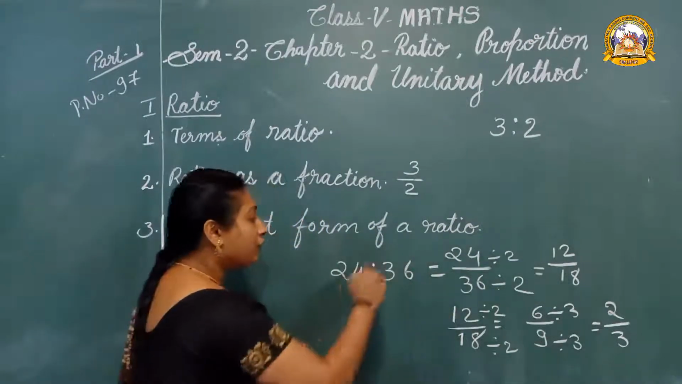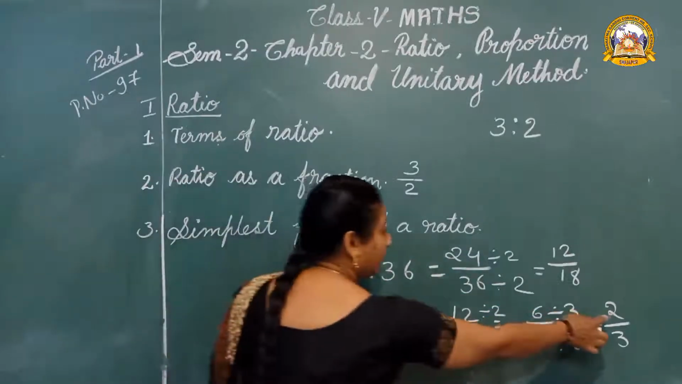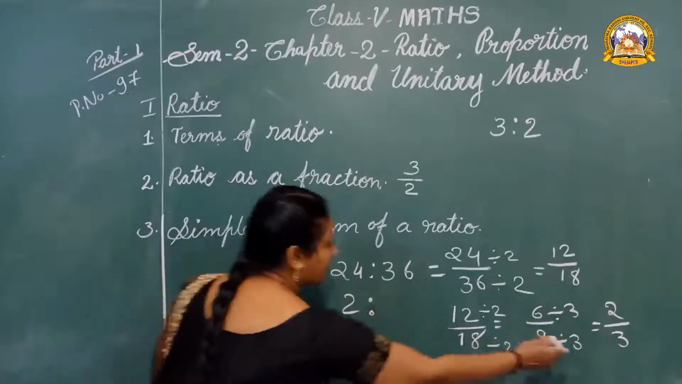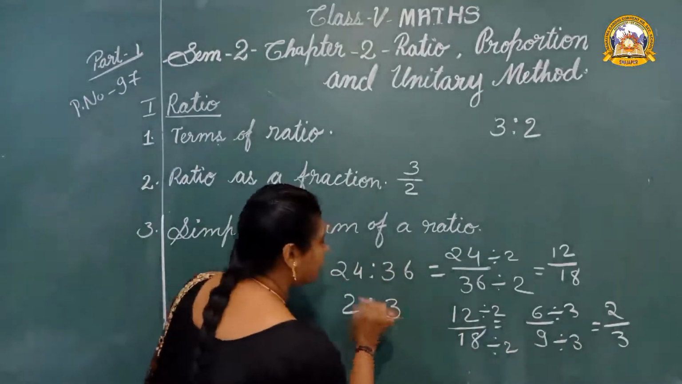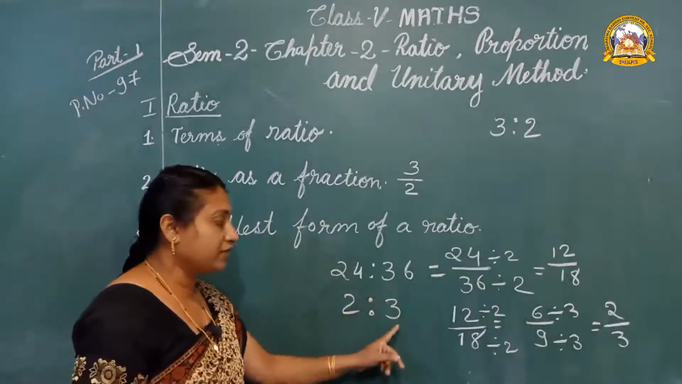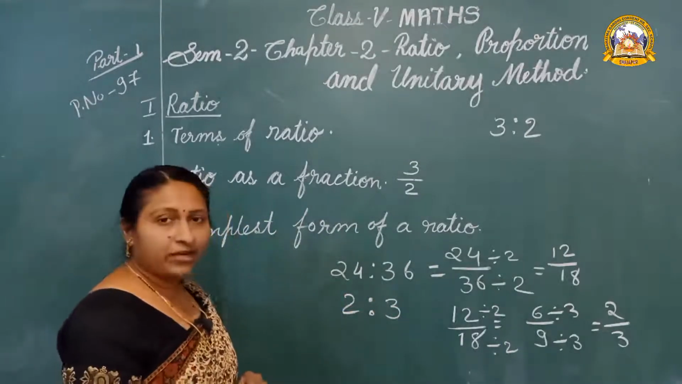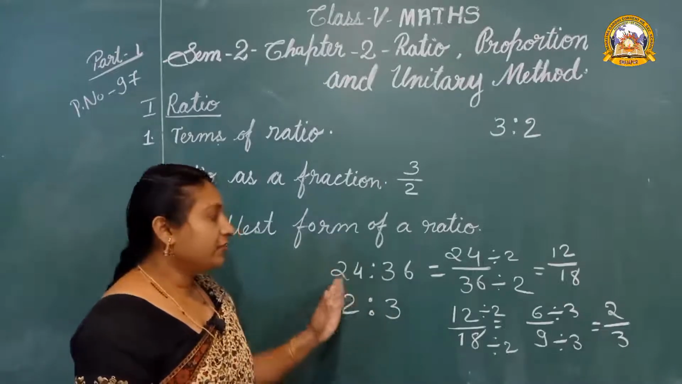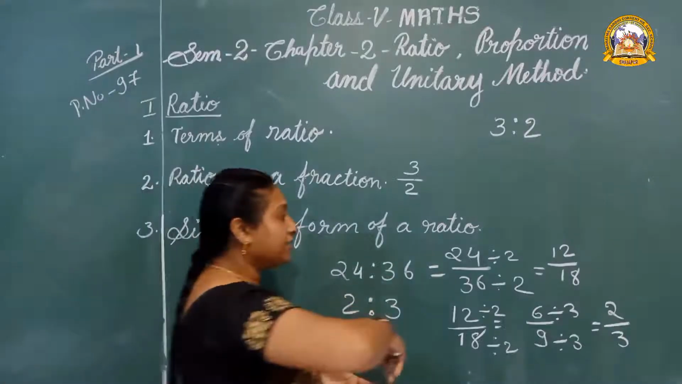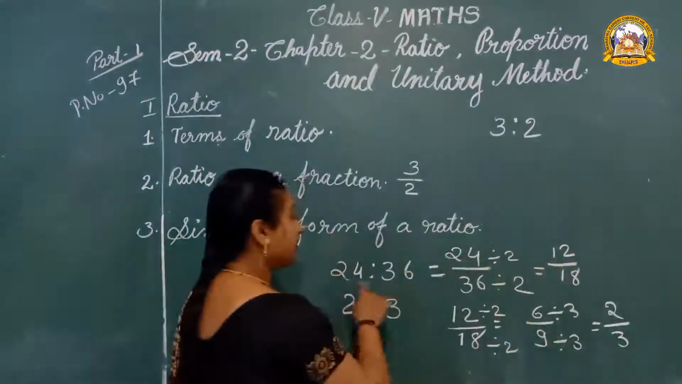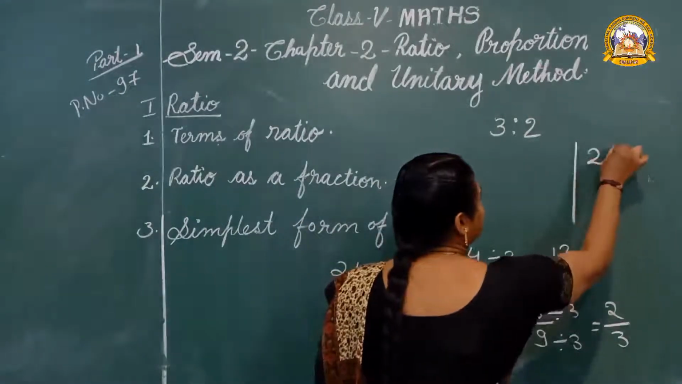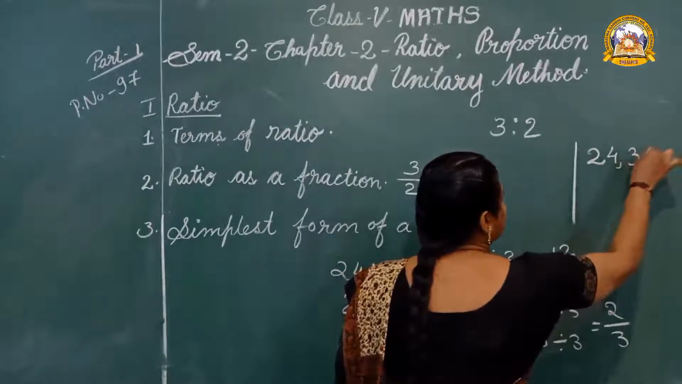How can we write the first number 24? Here the first number is 2 and the second is 3. Okay, 24 will become 2 and 36 will become 3. Okay, can you get it? It is very easy. I shall say another method. How is that? Here these are the two terms, 24 and 36.